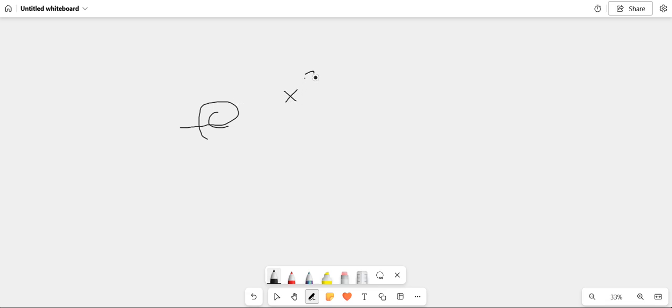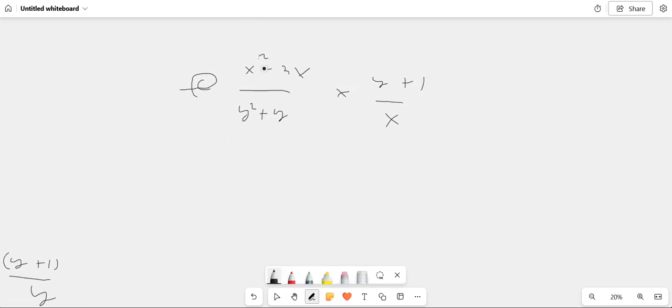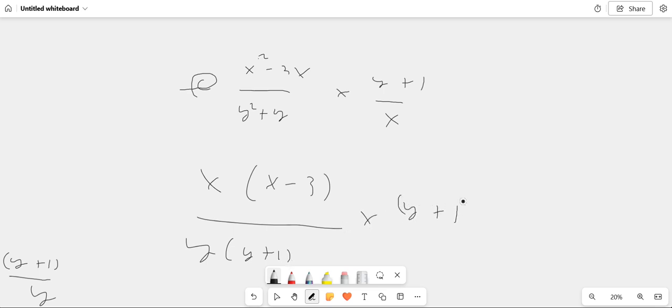Okay, cool. So this x squared minus 3x, over y squared plus y, times y plus 1 over x. Very simple here. Not really much that needs to be done. Take out x from the top line, since they have that in common, so that's factorization there. So x minus 3 over, and then take out y from the bottom. So you got y and then y plus 1, and then times that by y plus 1 over x, yeah?